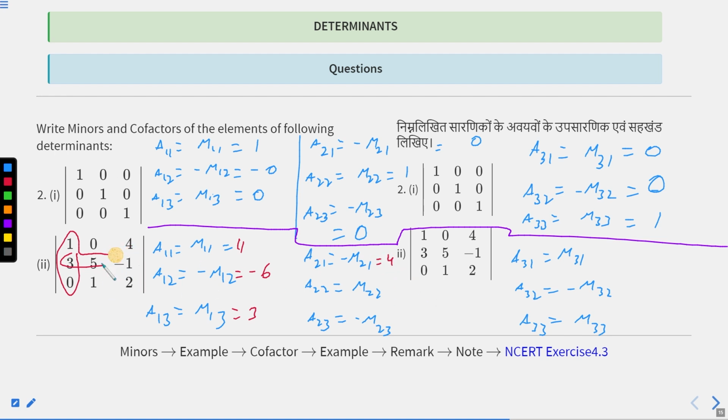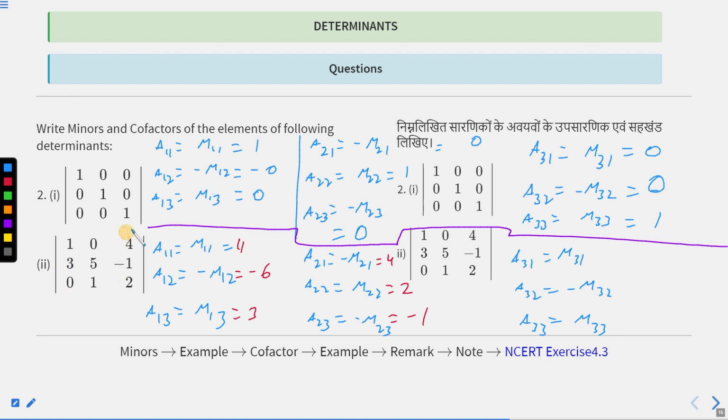Okay, +4. Now for this, M22 means eliminate second row and second column. So 2 minus 0. So 2. Eliminate second row, third column. Okay, eliminated second row and third column. You will be left with these entries, and then the determinant will be just 1. So you will get your cofactor as -1.